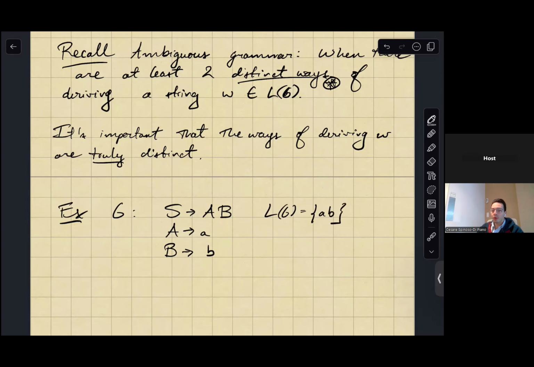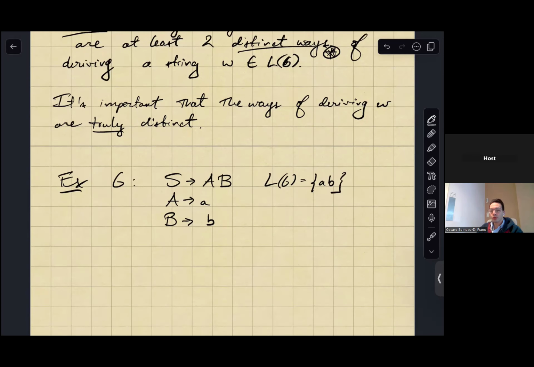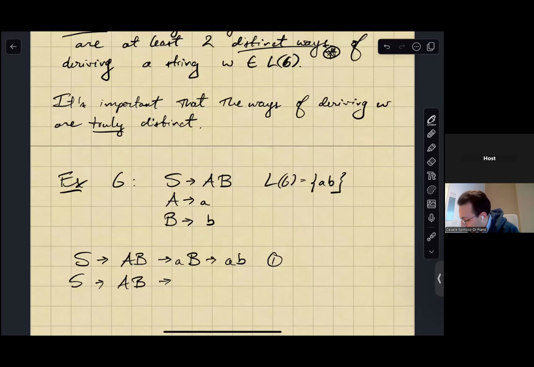Now someone could say, well, there are two distinct ways of generating AB, right? I can say S gives you AB, and then A can be replaced by A, and then B can be replaced by B, right? So that's one way. And then there's a second way where S gets replaced by, well, S again is AB, but now I decide to replace B by B, and then A by A. Okay. And so I say, well, this is ambiguous because there are two distinct ways of deriving the string AB.